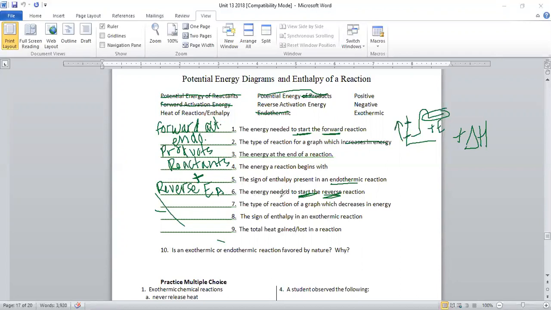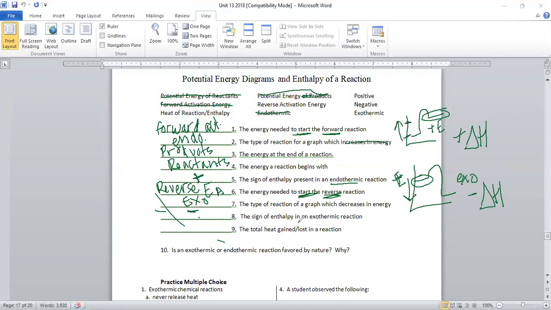All right, the type of reaction in which a graph decreases in energy. I can show you how to do it. So you start with energy here, and you decrease. That means you're getting rid of energy. So this is an exothermic reaction. All right, next one. The sign of enthalpy in an exothermic reaction, negative. If you forget that, it's on the bottom of table I.